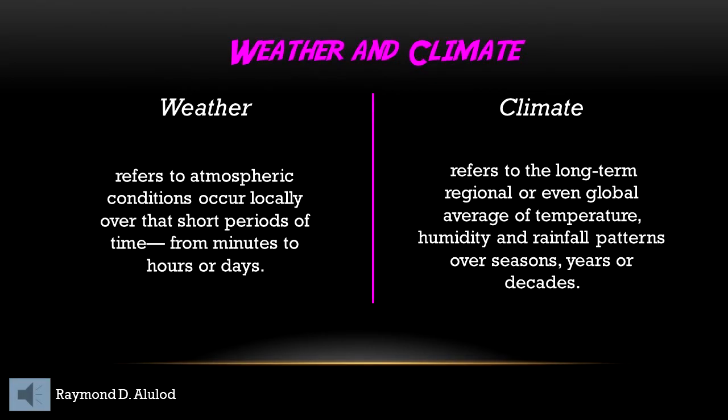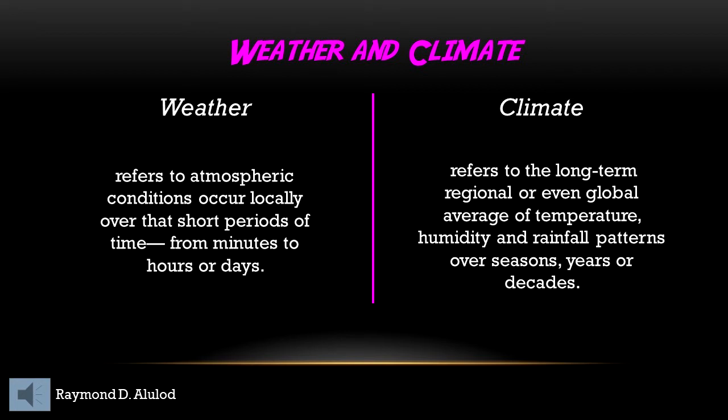Weather and climate. Weather refers to the atmospheric conditions occur locally over the short periods of time, from minutes to hours or days. Sinasabi dito, ang weather daw ay ang pagbabago ng panahon sa isang specific na lugar. Ang pwede kong example dito ay, kunwari, dito sa Batangas ay naulan, pero sa ating mga karatig na bayan ay hindi naulan.